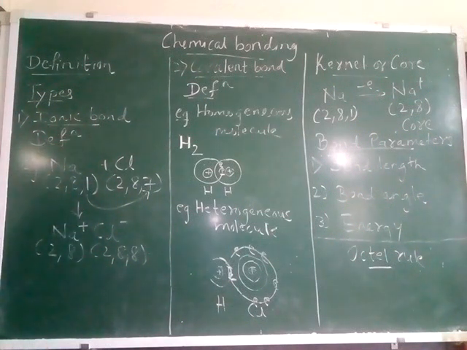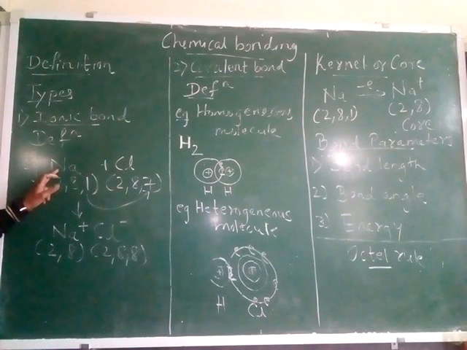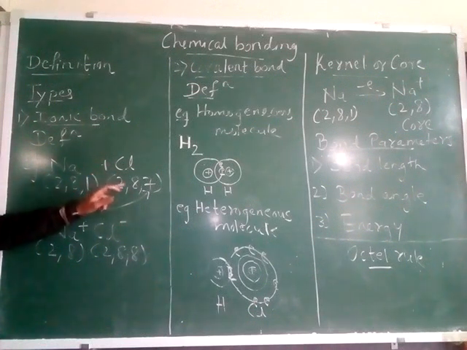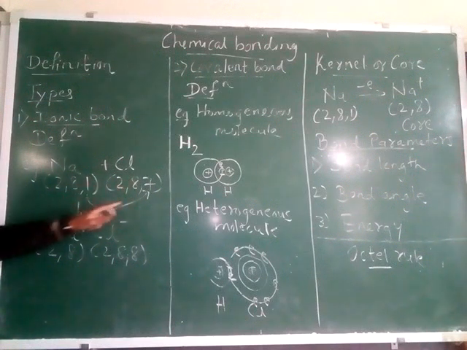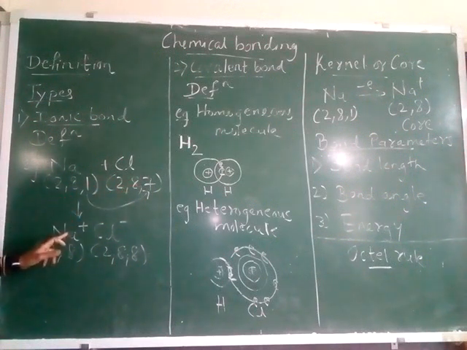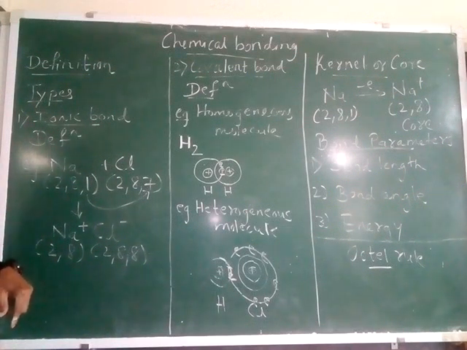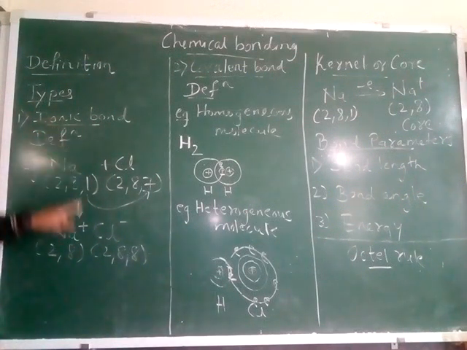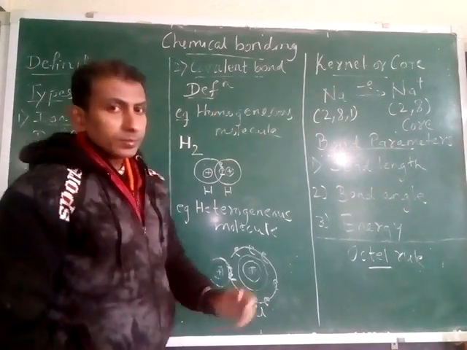common salt. So sodium atom and chlorine atom, electronic configuration for sodium 2,8,1, chlorine 2,8,7. Okay, sodium will of course transfer one electron to chlorine and Na+ and Cl-, that is sodium chloride molecule is formed. Okay, and the bond between these two ions is called ionic bond. Then the second one is covalent bond.